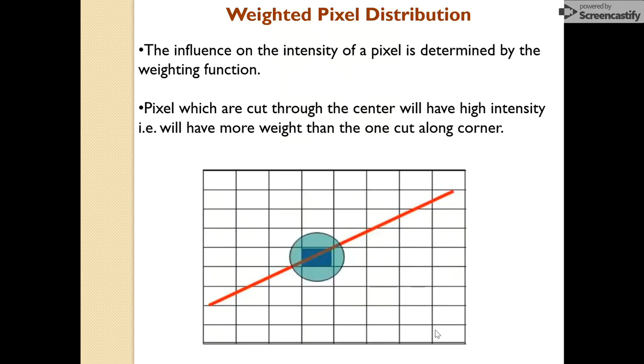Coming to the weighted pixel distribution. What is it? The influence on the intensity of a pixel is determined by the weighting function. The pixel which is located right at the center has its intensity determined by the weighting function. Pixels which are cut through the center will have high intensity and will have more weight than one which is cut along the corner.